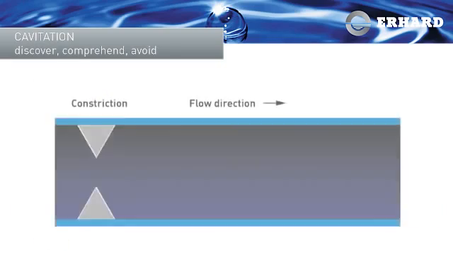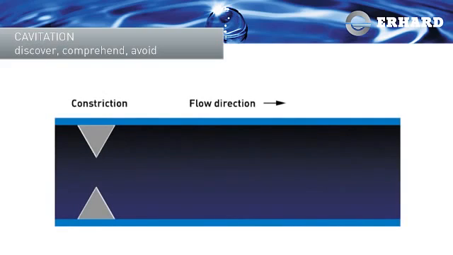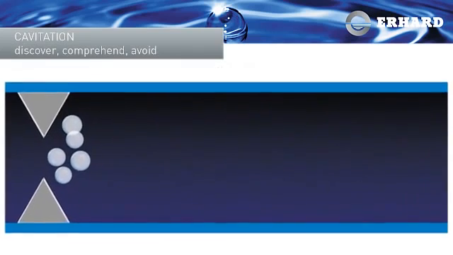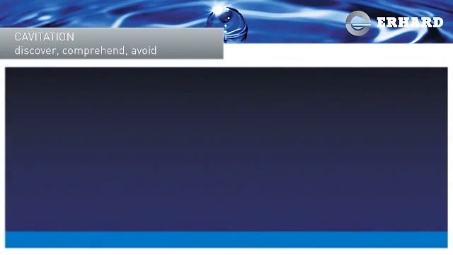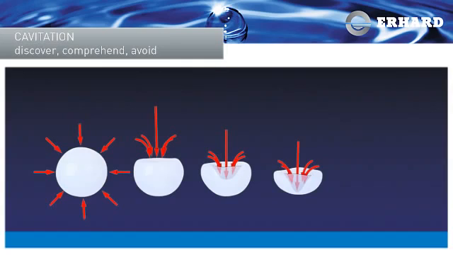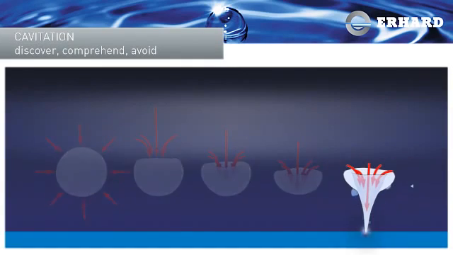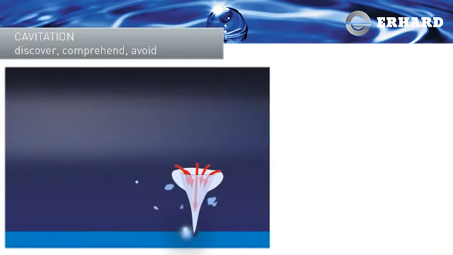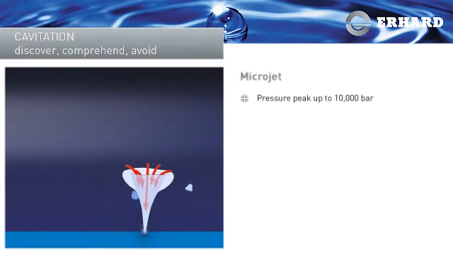In the case of cavitation, the vapor bubbles which form due to a pressure drop implode, recondensing to their liquid state when the pressure rises. The water surrounding the vapor bubbles is accelerated inwards within fractions of a second. Several of the resulting microjets hit the body or pipe wall at very high speed, which causes pressure peaks up to 10,000 bar.